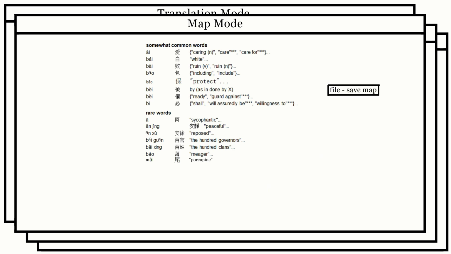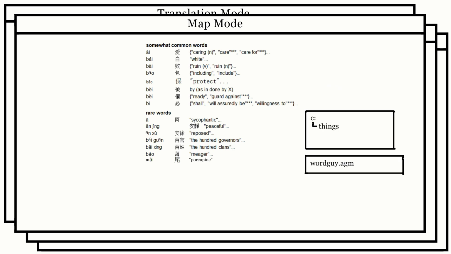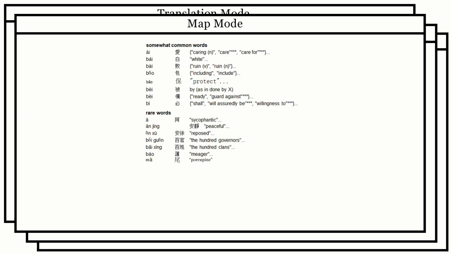Let's suppose the user clicks on File Save Map, then specifies a location on his computer and specifies a file name wordguy.agm, and agm is short for Autoglosser Map. A save file appears on his computer. Checklist item 2-17, user can load an existing map. Current map is discarded when a new one is loaded.